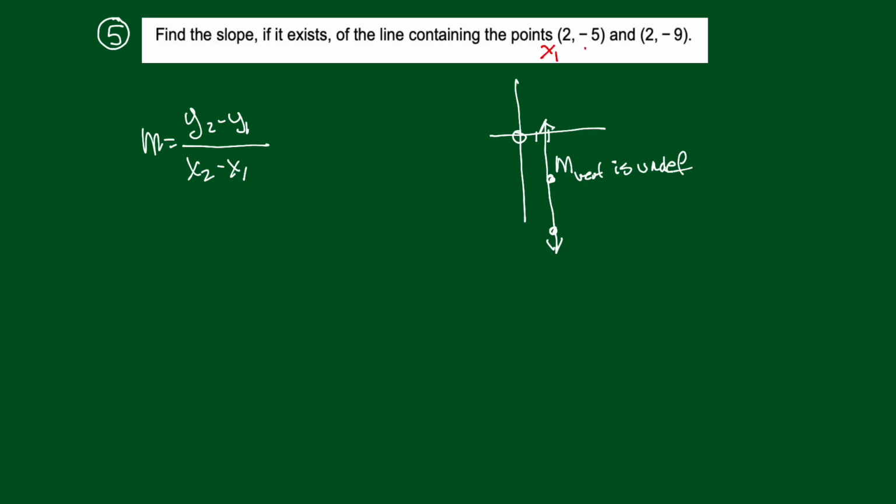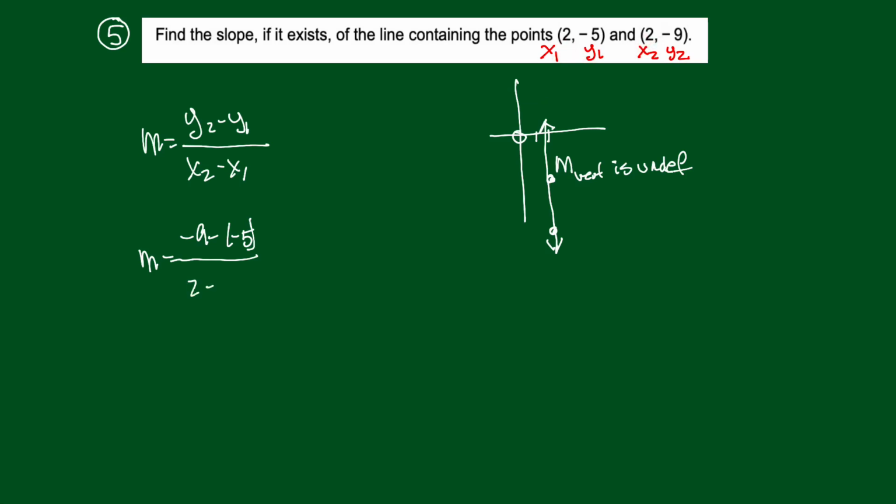Here's the first x, there's the first y. Here's the second x, here's the second y. So, on the top, second y minus first y. Second y is negative 9 minus the first y, negative 5. So the slope is going to be second y, negative 9, minus first y, negative 5, over second x, right? Second x minus first x. Second x is 2 minus the first x, which is 2.